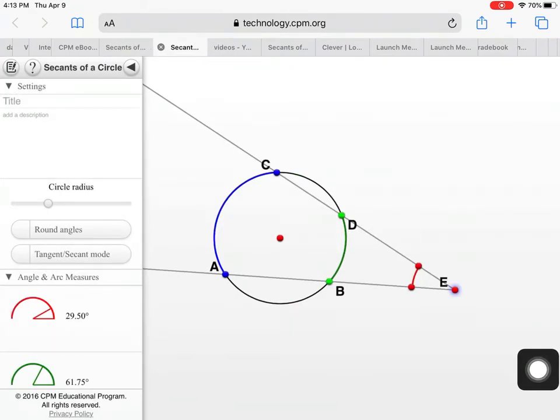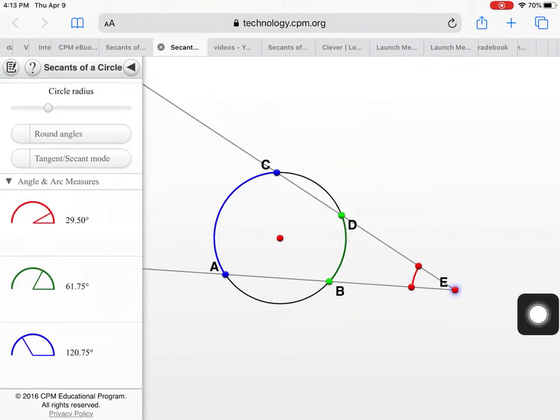Another relationship is when we have two secant lines. I know they're two secant lines because each line is hitting the circle twice, and they're intersecting, forming angle E. And what I'm noticing here is that my major arc, which is CA, is 120.8 degrees, and it tells me that right here. And then my minor arc here, BD, is 61.8 degrees. And then angle E is 29.5.